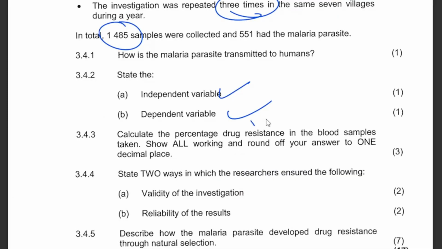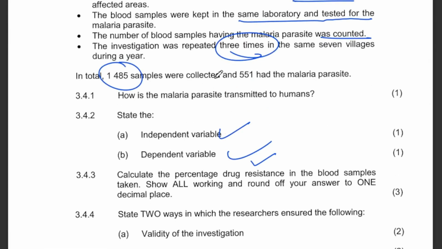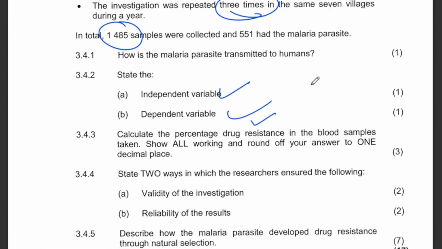They can also credit you, but you saying that resistance is a key point. Calculate the average drug resistance in the blood sample taken. Show your working and round your answer to one decimal place. Okay, here you are saying that the percentage of drug resistance.